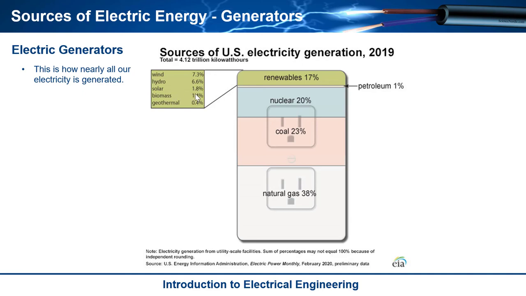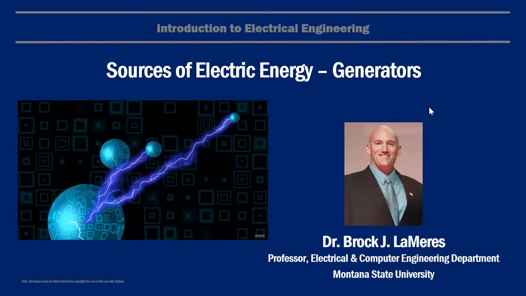Biomass, you're like, what's biomass? That's like burning wood. So you pick up leaves and wood and burn it, boil water, spin something, and then you got geothermal. So you use the heat coming out of the ground to spin it. But it's all about spinning a generator to create electricity for us. Okay, so that is it. That is our second main source of electrical energy, which is the electric generator.